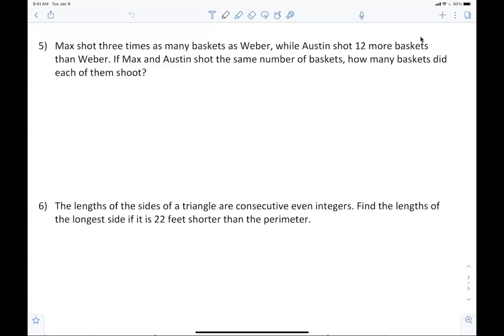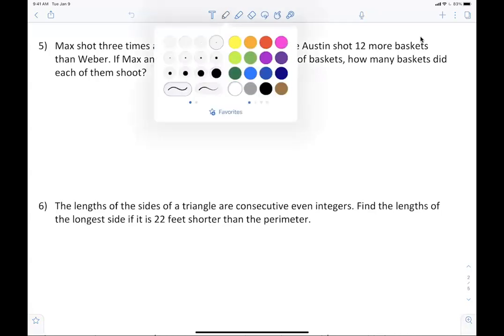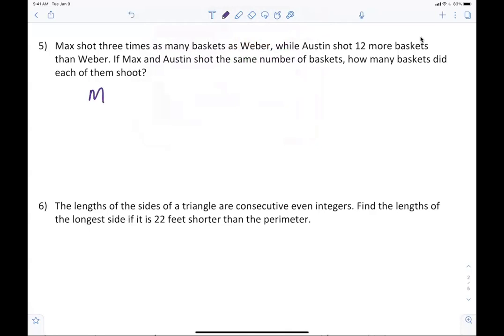All right. So Max, Weber, and Austin. Everybody's labeling M, W, and A. Remember, there's lots of ways to do it. Max shot 3 times as many baskets as Weber. So somebody tell me, 3x for what? Max. So I have to label x somewhere. X is Weber. That is correct.